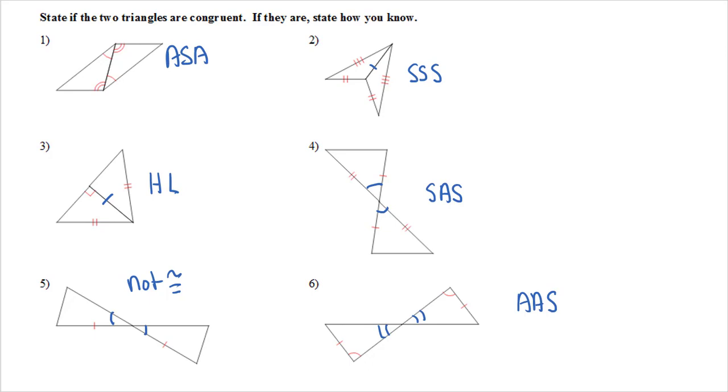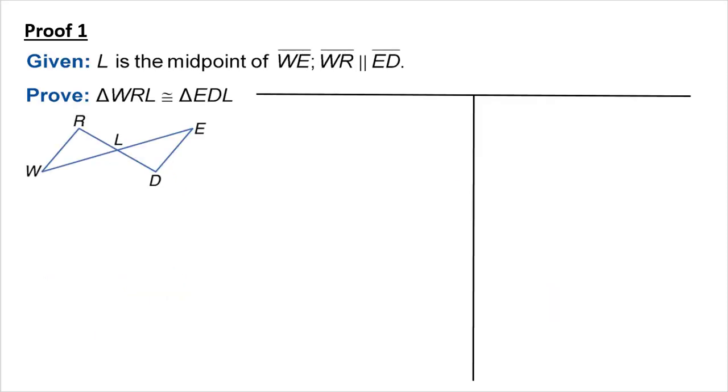Let's do some proofs. I love triangle proofs. Congruent triangle proofs. Okay. And this one is using a lot of everything that we know. So let's write down the given. Let's just write down the first part of the given. I'm trying to prove WRL is congruent to EDL. So L is the midpoint of WE. Okay, so write something about your given.